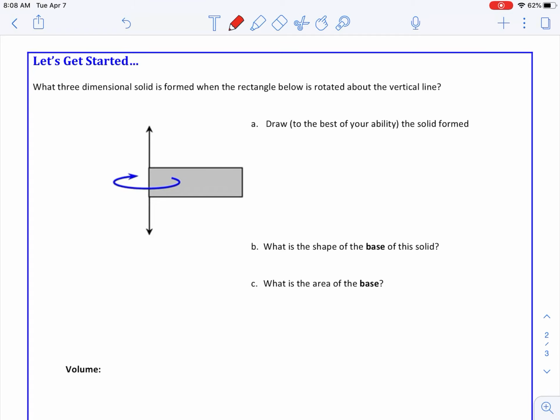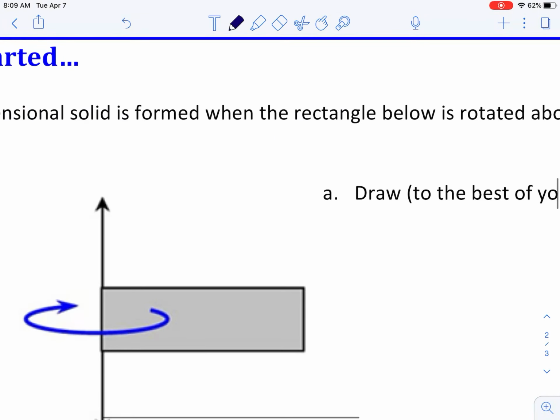Okay, so this should be no surprise, but I want you to think about it. What three-dimensional solid is formed when this rectangle here is spun around this line? So picture, I'm holding a piece of paper by the edge and I'm spinning it in a circle really fast. If you squint your eyes, what shape is that going to make? Probably obvious because it's the topic of the day. It's going to make a cylinder.